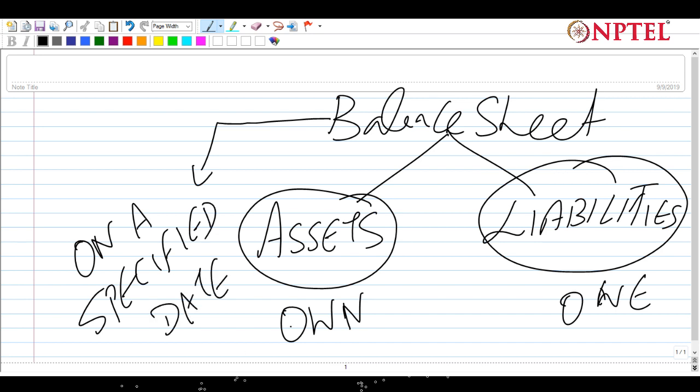Why do we say that on a specified date here? Because every day your financial position keeps changing. So when I say it's on a day, it's at the end of that particular day. The end of that particular day is what we typically call a balance sheet. Now we will take some examples.